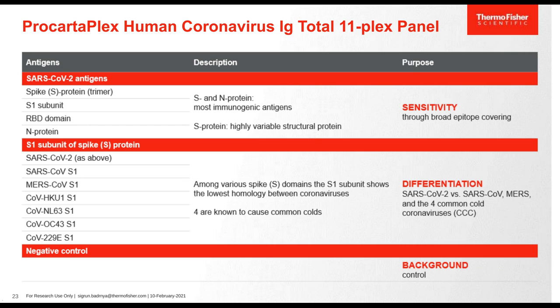Among various spike protein domains, the S1 subunit shows the lowest homology between these coronavirus strains, which makes it more specific to SARS-CoV-2 antibody detection and allows to differentiate between coronavirus strains, including the 4 endemic strains of common cold coronaviruses that are quite prevalent in the general population, however, cause only mild respiratory symptoms.